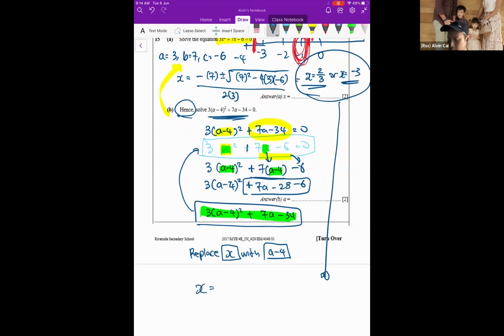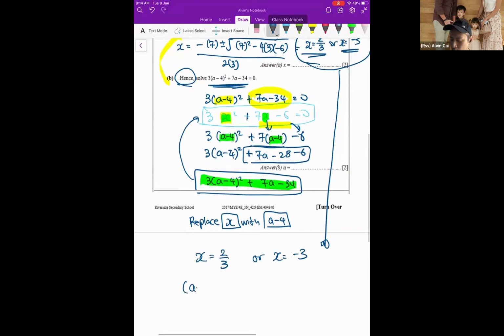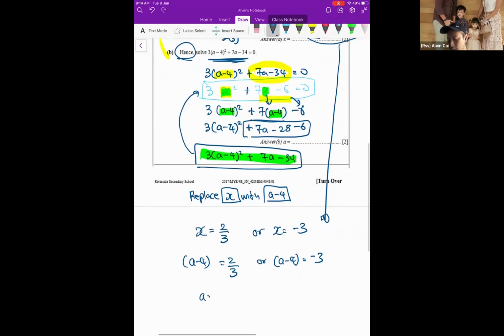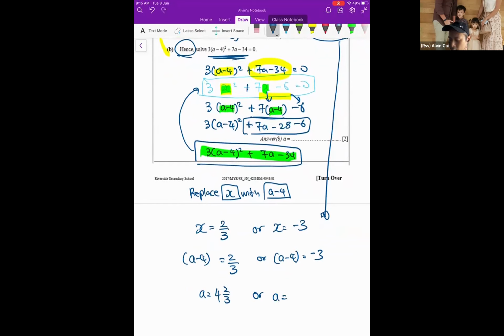So x just now was equal to 2/3 or x equals minus 3. So now all I need to do is replace the x with a minus 4 equals 2/3 and a minus 4 equals minus 3, and I can solve my answer. So a is 4 and 2/3, or a equals 1, and we can solve this answer. We are supposed to solve this right after part a. Okay, so let me confirm. Is it correct? Anyone managed to get this?